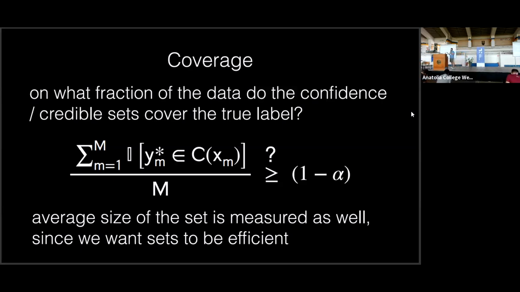So conformal inference is guaranteed to give you sets that meet the desired coverage threshold, but it doesn't control the size of the sets. So you might have a really bad model and you apply conformal prediction to it. You might get really bad uncertainty sets in this form that are just really, really large.